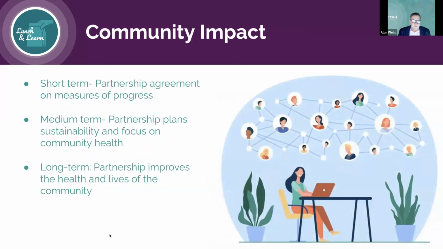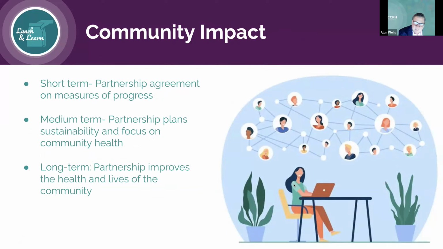We're looking at community impact. So this will go along the lines of outcomes and transformational experiences. What are the short-term impacts that you want to measure that make you accountable with the community? Partnership agreements on measures of progress and evaluation are extremely important. Have you talked about your evaluation plan with the community? Have you taken on partnership plans that include sustainability and a focus on community health?